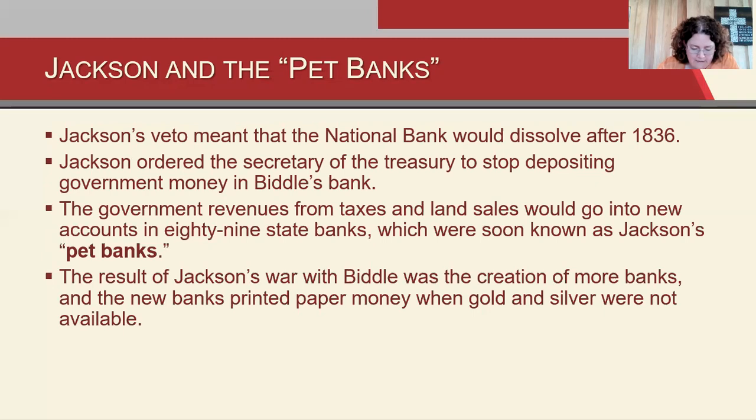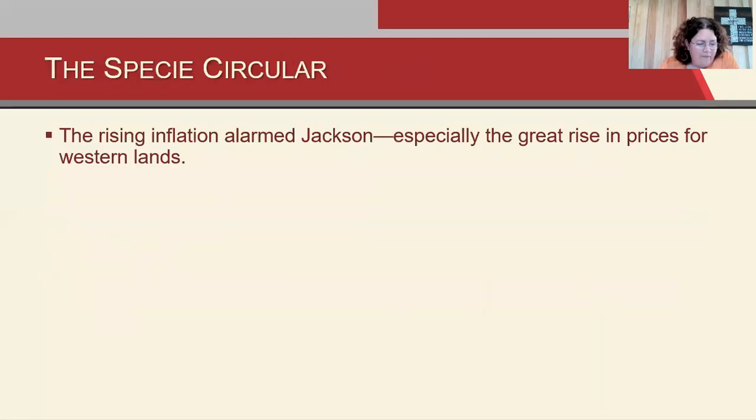In the West, this sudden influx of money led to new problems: inflation and speculation in Western lands. Across the nation, money became freely available to almost anyone who wanted it. More state banks were started. Between 1830 and 1837, the number of state banks grew from 330 to about 800. These banks printed paper money when gold and silver were not available. The rising inflation alarmed Jackson.